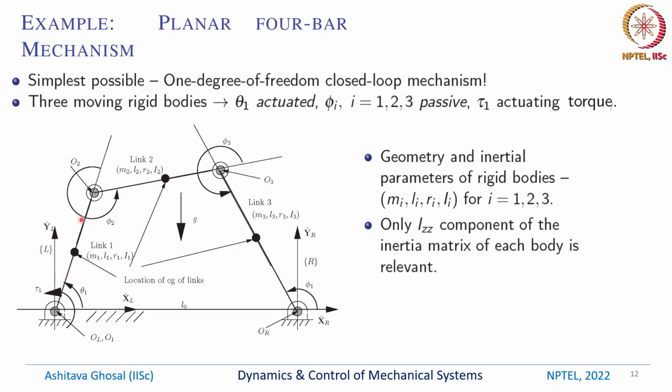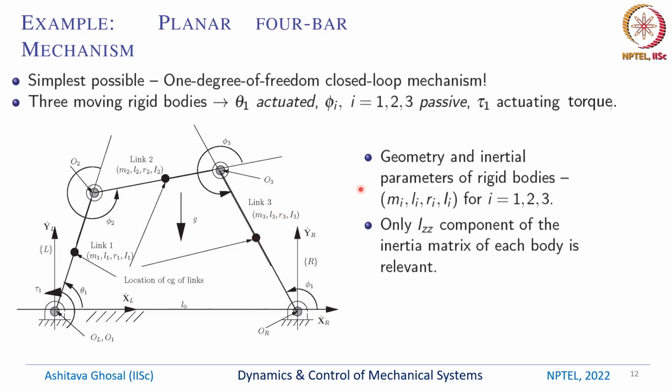So there are three moving bodies, link 1, link 2, and link 3. Theta 1 is the actuated joint, because this mechanism has only 1 degree of freedom, so we can have only one joint which is actuated. The other three joints, which are phi 2, phi 3, and phi 1, are passive.